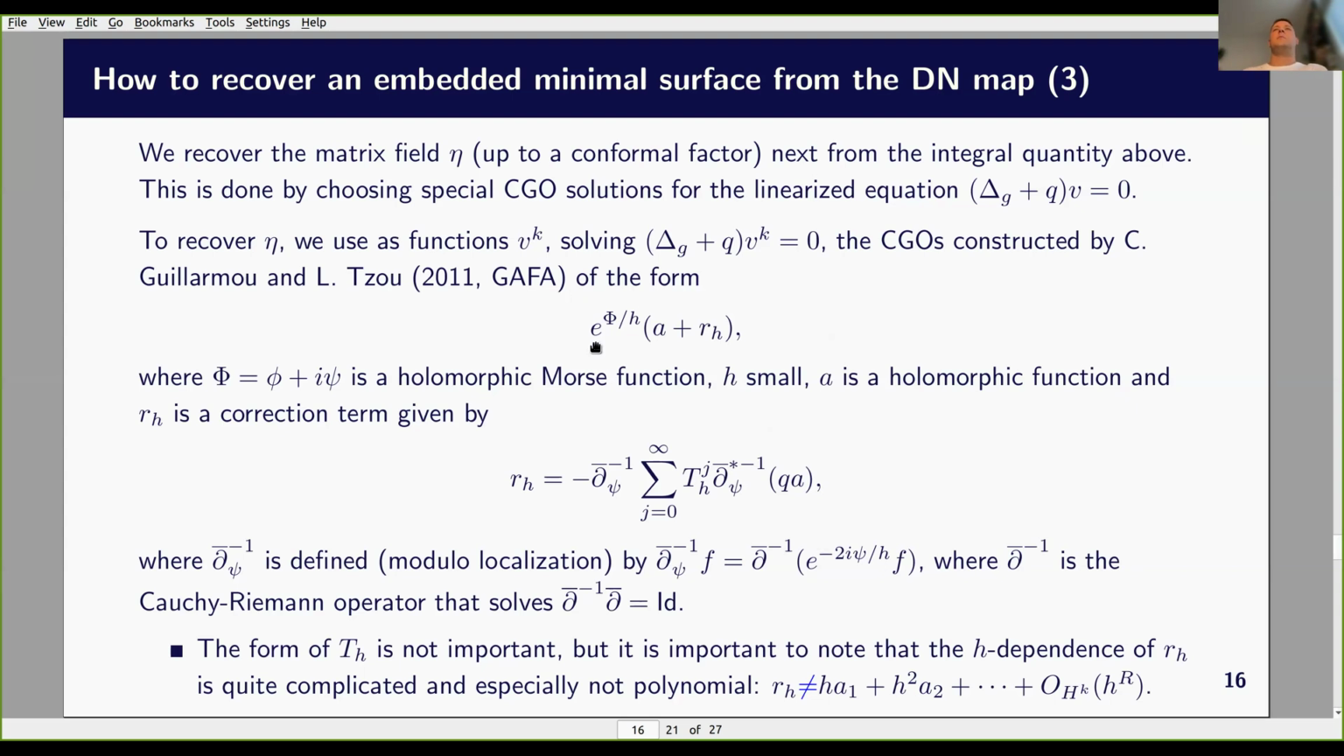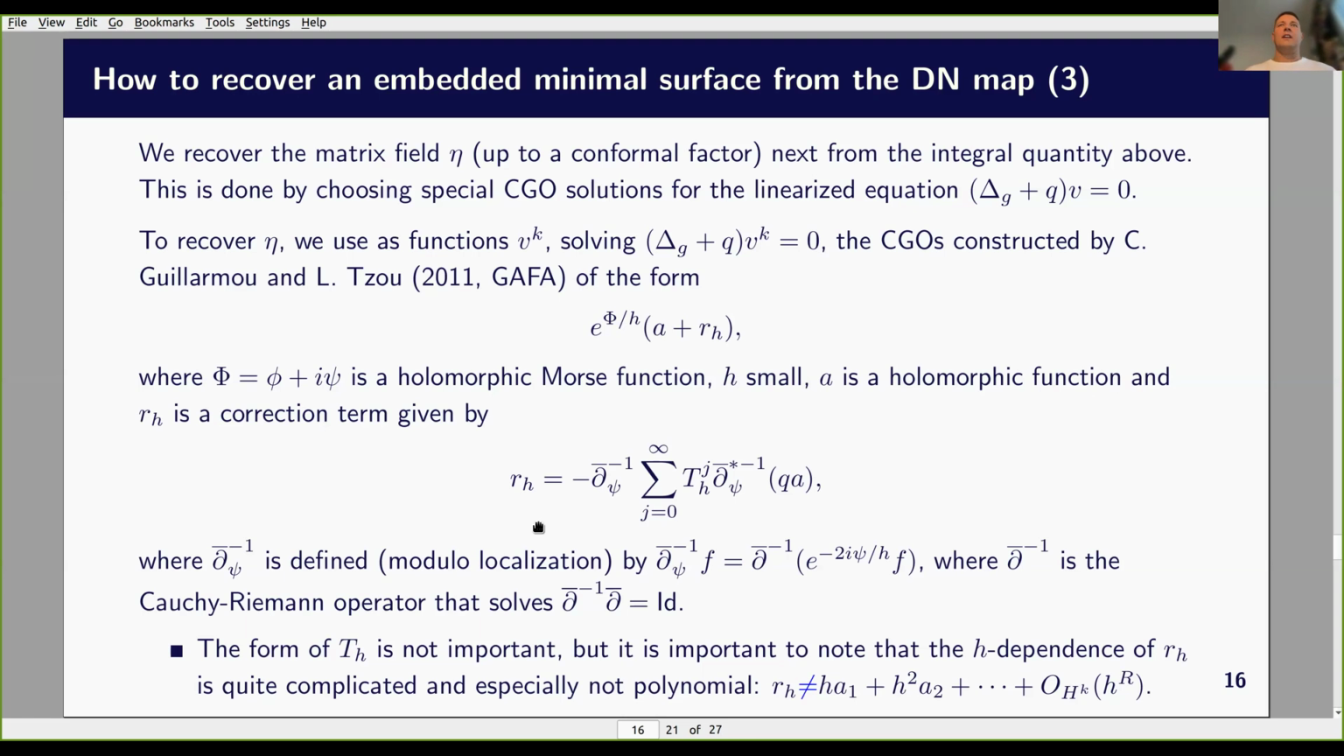These are solutions of the following form. Let me explain. They have a factor e to the power of phi over h, and then you have a and R_h. The phi here is a holomorphic Morse function, which means that it is a holomorphic function, and it is Morse in the sense that if it has points where the gradient of phi vanishes, at those points the Hessian nevertheless is invertible. That is the definition of a Morse function. h is a small parameter. Also, a is a holomorphic function, and R_h is a correction term, which is given by this following formula here.